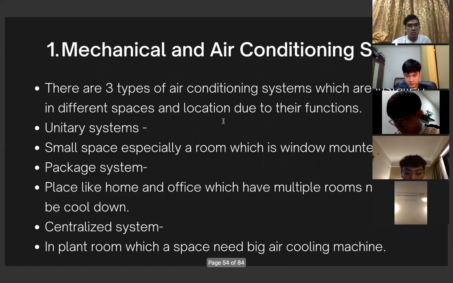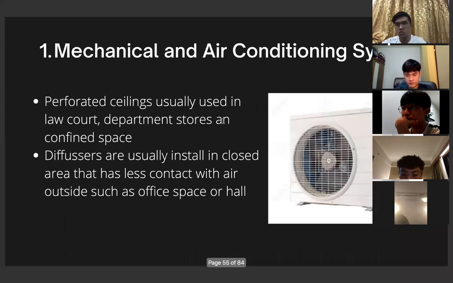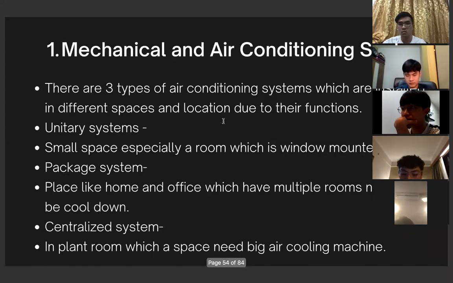There are 3 types of aircon system, which are installed in different places, locations, and spaces due to their different functions. The first one is the unitary system, usually installed in a small space, especially a room. The second one is the package system, usually installed in places like homes and offices, which have multiple rooms that need to be cooled down. And the last one is the centralized system, usually installed in a plant room, a space that needs a big air cooling machine.